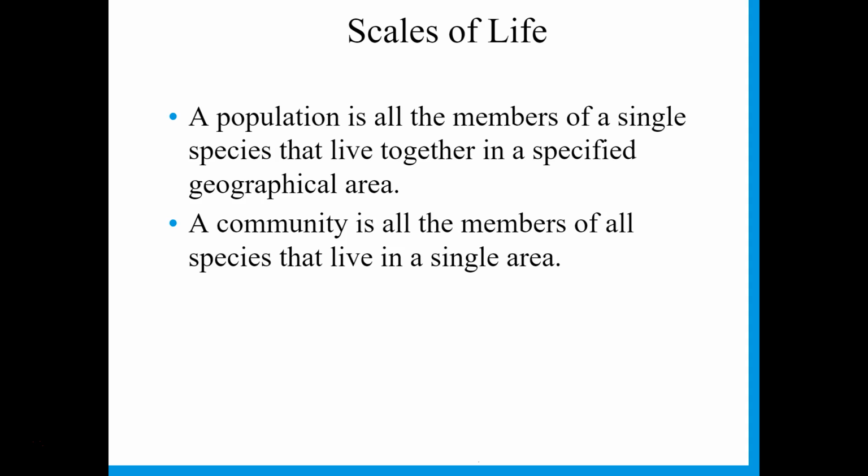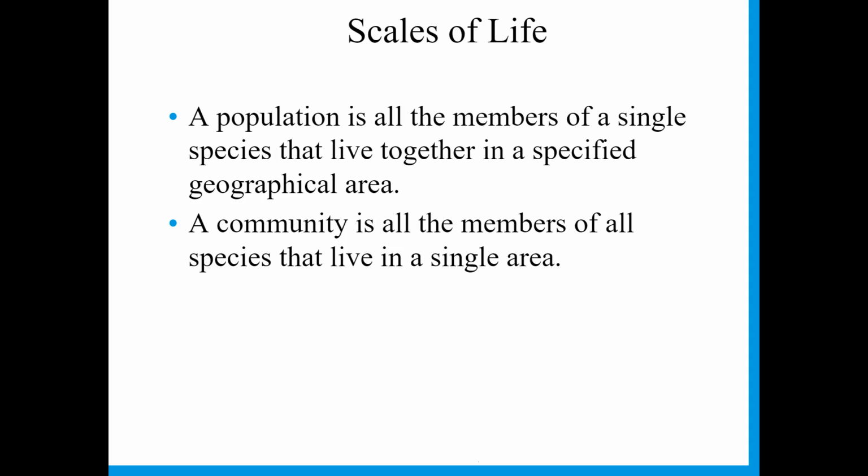So the lowest level that organisms can be grouped into is populations. And populations are members of a single species that live together in a particular geographical area. So, for instance, you could say that in the Central Valley, there are populations of tule elk that live in certain areas there. Or you could make it even bigger than that. You could say, well, the Central Valley has this big population of humans that all live there, and they have these certain characteristics.